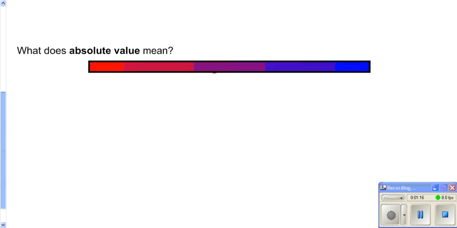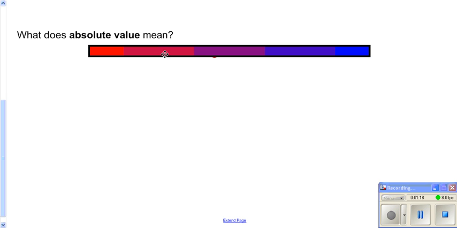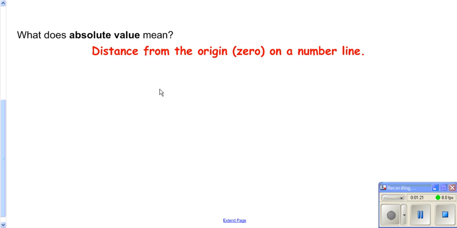So once again, to review, absolute value is distance from 0, or the origin, on a number line. And remember that distance is always positive.